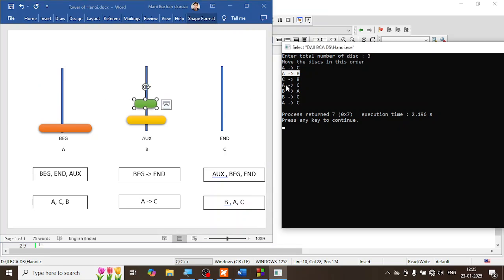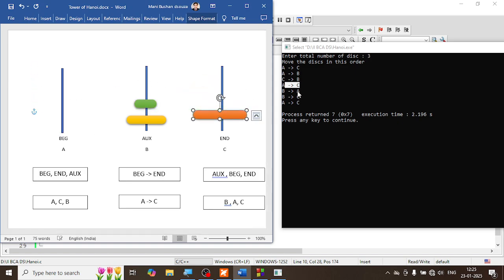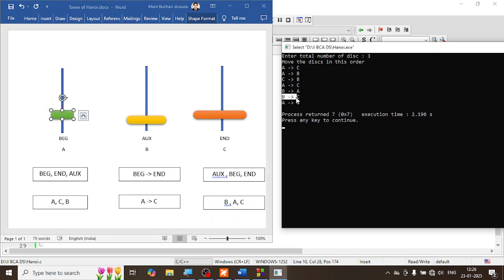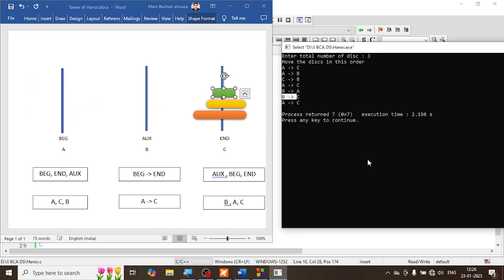Then A to C. Move this A to C. Done. Okay. Then they say B to A, then this is B to A. Then B to C, so then they say B to C, okay, B to C. And finally they say A to C. Have you done it? Yes. Okay, it is working. That's all you need to do.